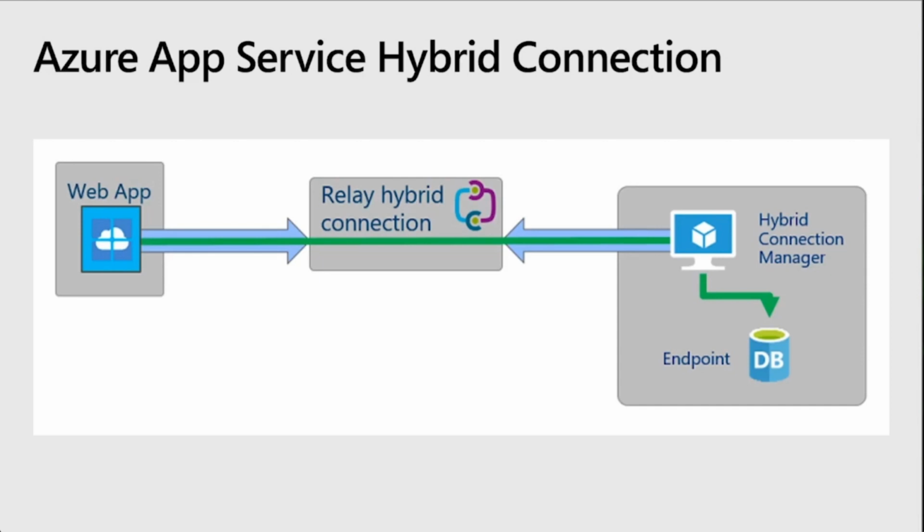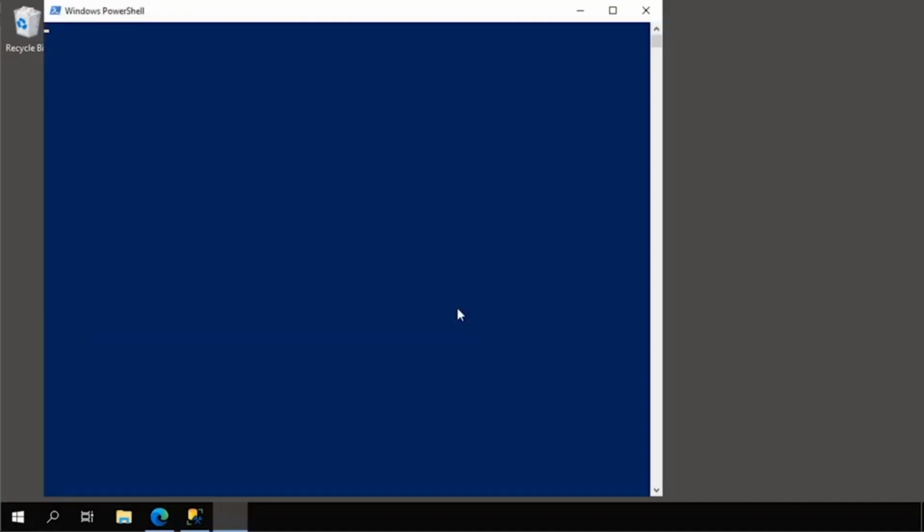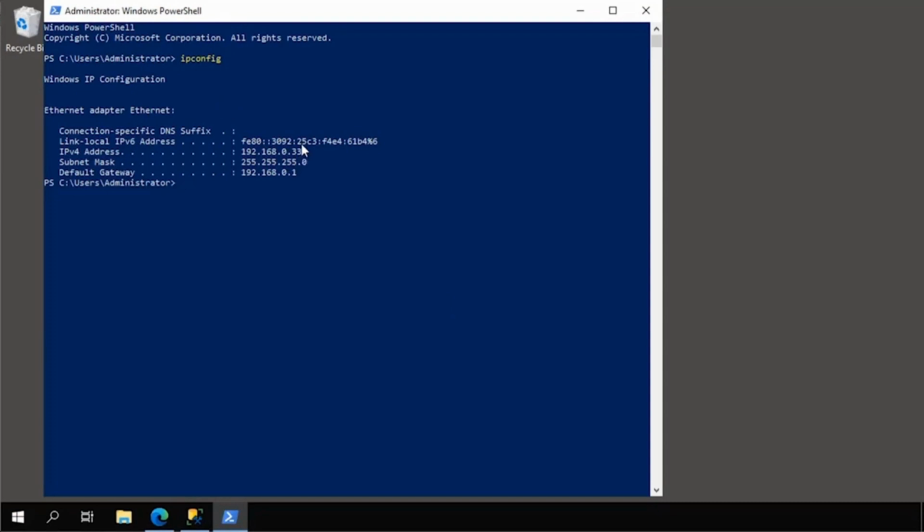So what I'll do now is I'll show you a demo of setting up Azure App Service Hybrid Connection to configure a connection between a web app running in Azure and a database running on a VM on premises. So we start here on our VM. And what I'm doing on our VM, and this VM's running on premises, is I am verifying the IP address configuration. We can see it's 192.168.0.33. This is important for when we're setting up our endpoint.